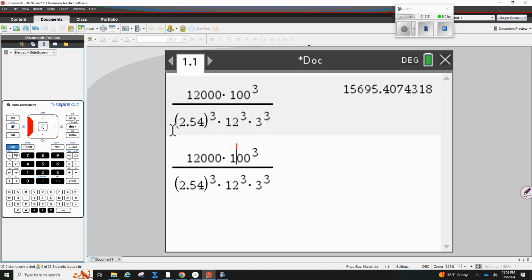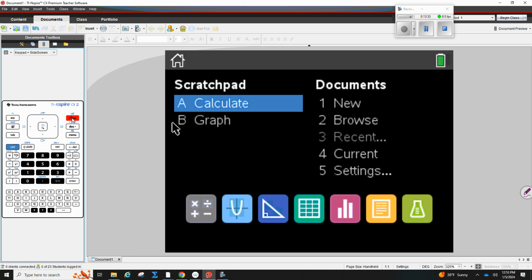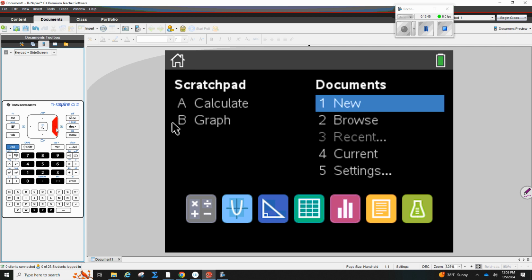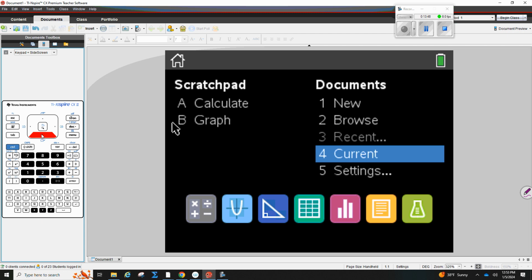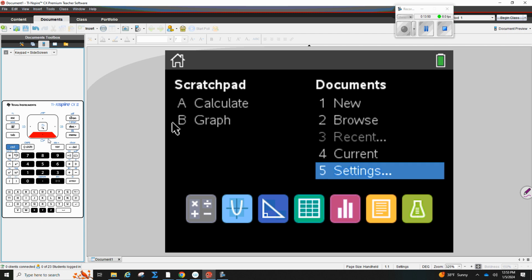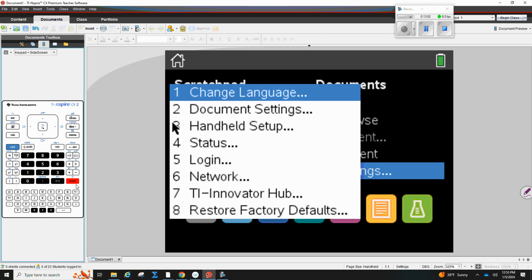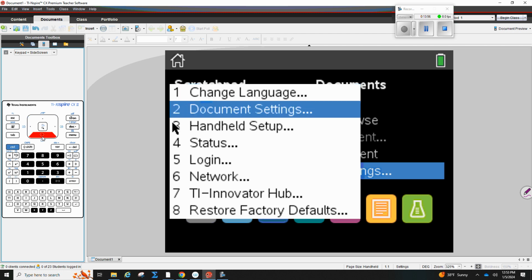Okay, everyone go to on, like the home button. Everyone do this with me, even if you have one of mine, just so you know how to do it on yours, because you're gonna have to do this at least one time, okay? Everybody go to on, and go to right arrow, and then go down to settings. Press enter. And then go to number 2, document settings. Press enter.